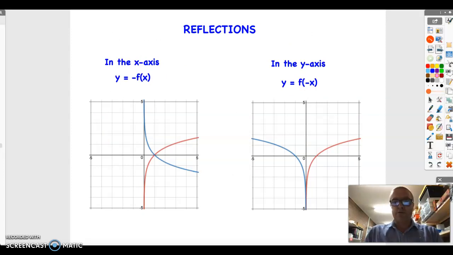It's important in this course to be also aware of reflections. We haven't looked at reflections today. We've got two types of reflections. When we've got a negative coefficient of the whole function, we've got a reflection in the x-axis. When I swap x with negative x, we have a reflection in the y-axis. So be aware of those two reflections when you're sketching and transforming functions.